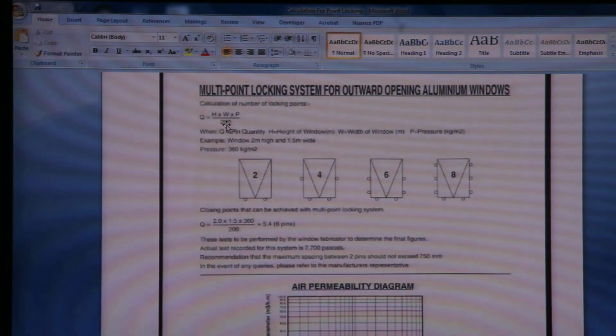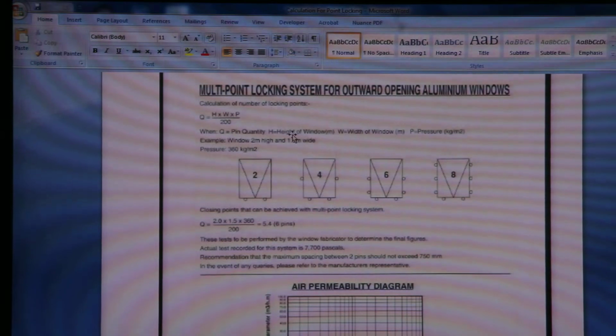So, multi-point locking system for the outward opening aluminium doors and windows. How will we decide how many locking points we need in aluminium windows? The calculation points are how we calculate the locking points.